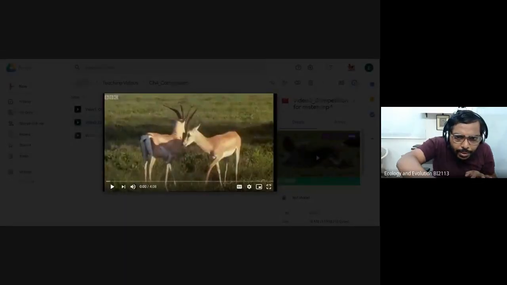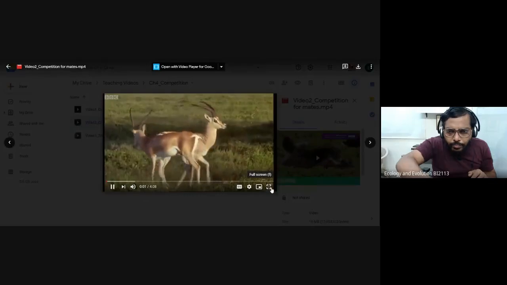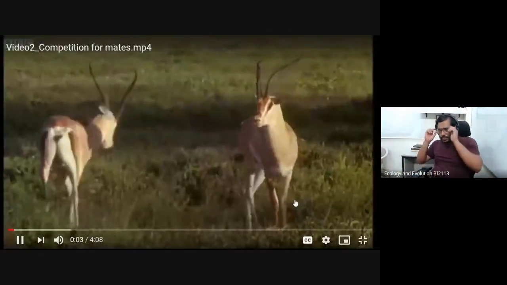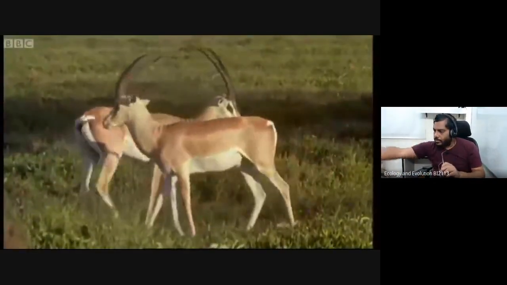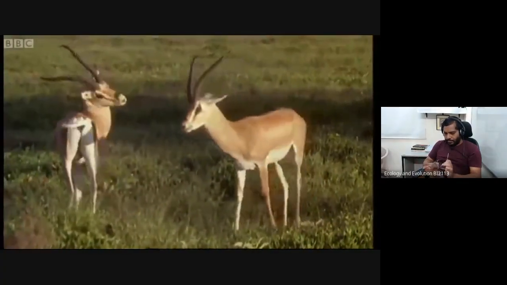These Grant's gazelles are also measuring each other up and trying to decide whether to risk a dangerous duel or not.